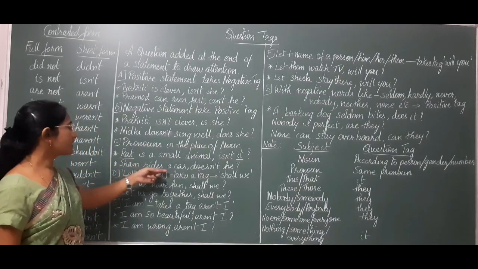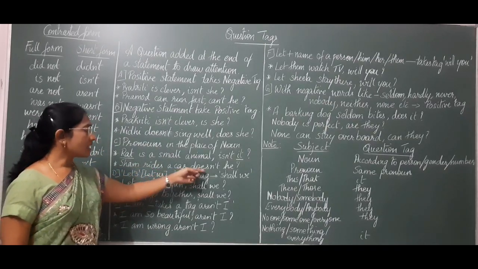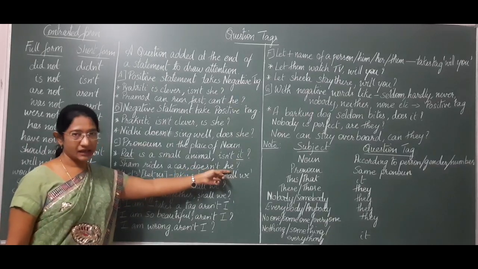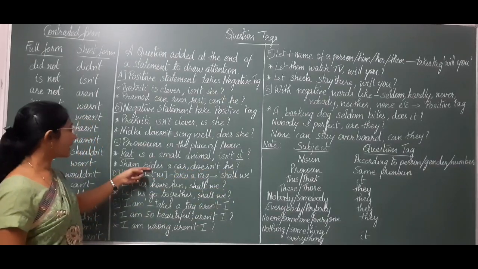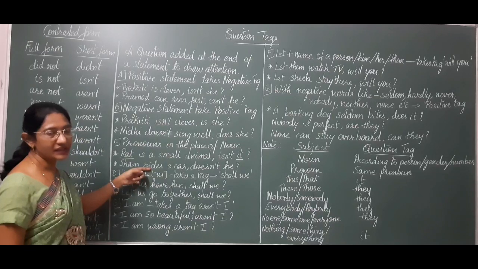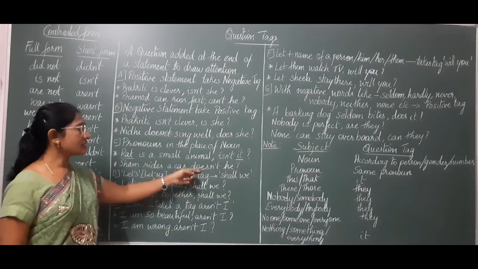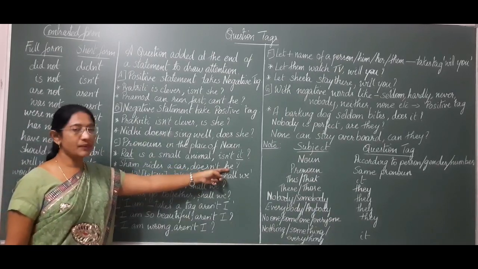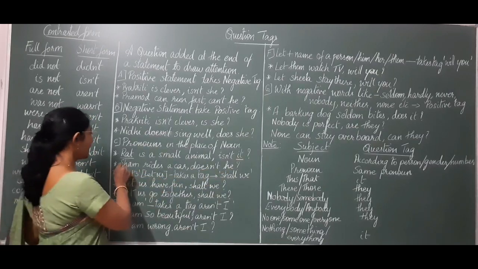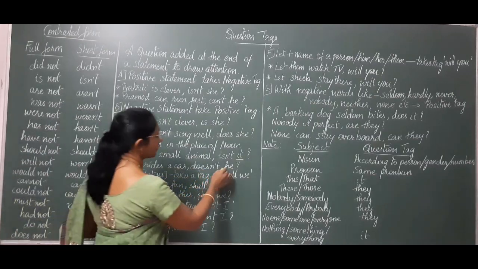Shyam writes a card. Doesn't he? Okay. So, writes is a main verb and we take its negative form doesn't, and in the place of noun we place a pronoun.